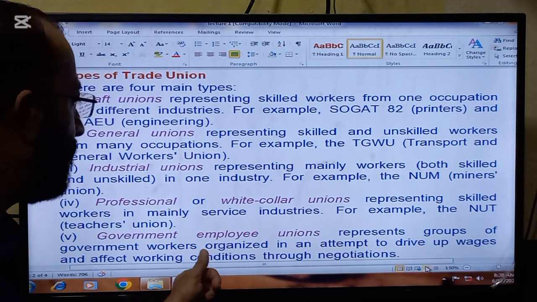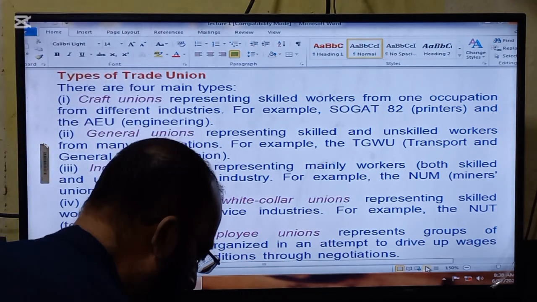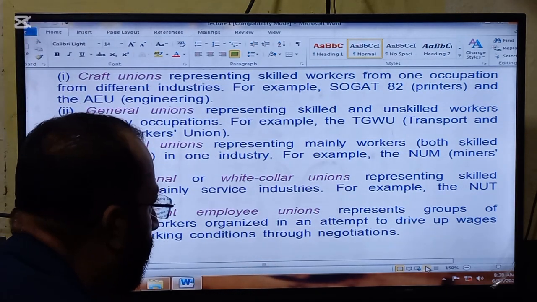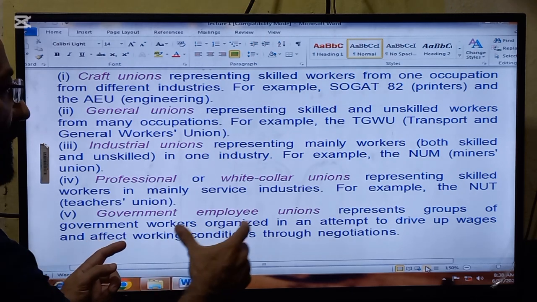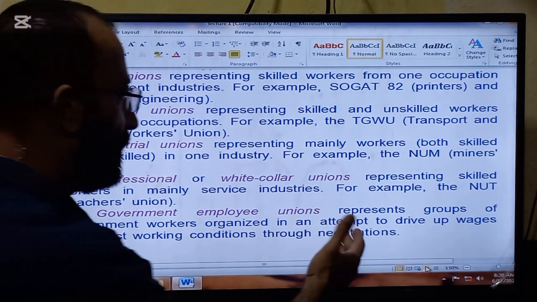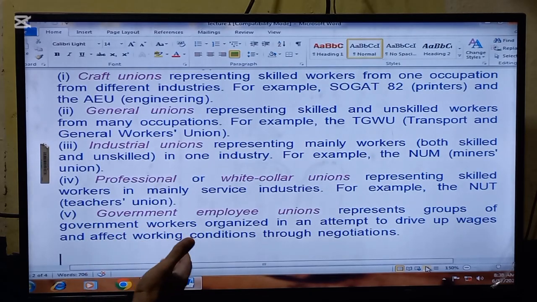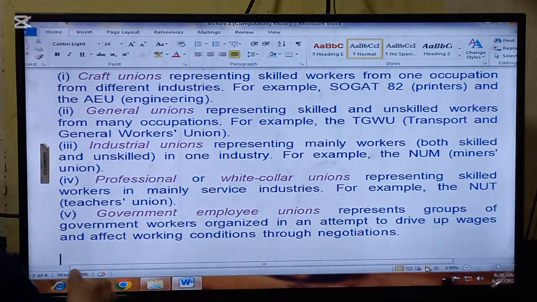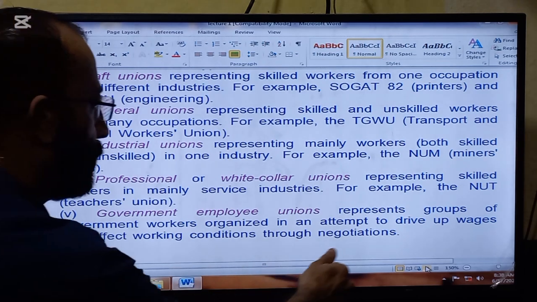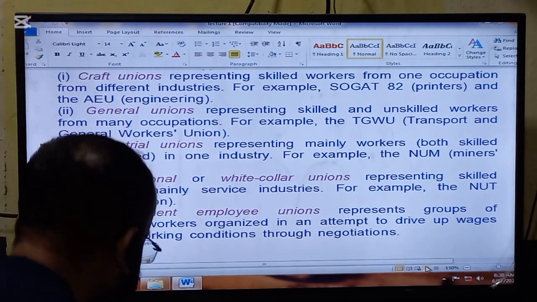Next is government employee unions. From the name, again, you can think that this is a union in which government employees will be the members. They represent groups of the government workers organized in an attempt to drive up wages and affect working conditions through negotiations.